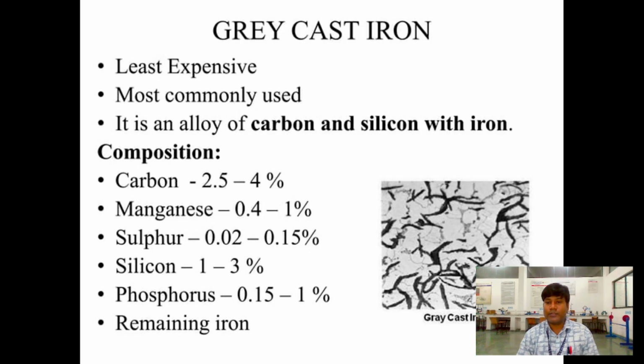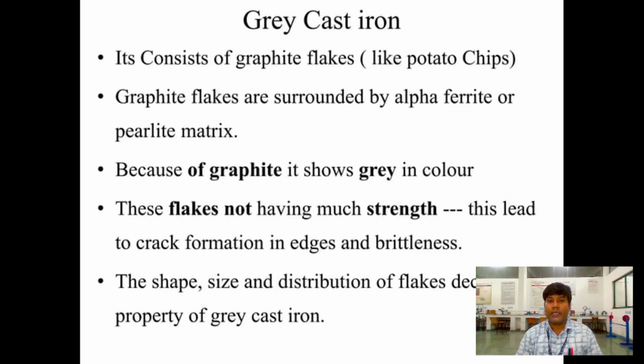If you see the gray cast iron microstructure, there are different kinds of flakes present in the black shape. Gray cast iron consists of graphite flakes like potato chips. Graphite flakes are surrounded by an alpha ferrite or pearlite matrix. Because of graphite, it shows gray in color. These flakes do not have much strength, which leads to crack formation at the edges and brittleness. The shape, size, and distribution of flakes decide the properties of gray cast iron.